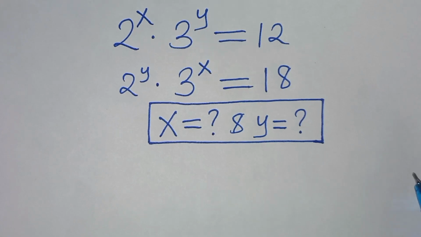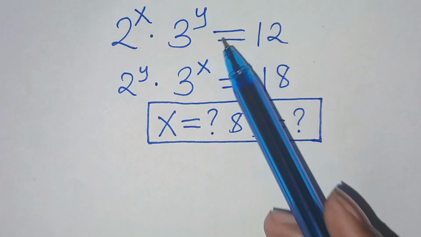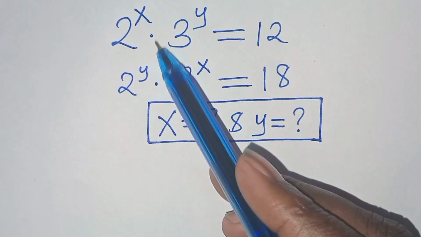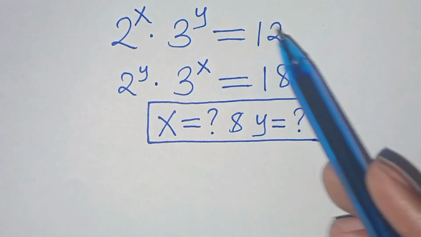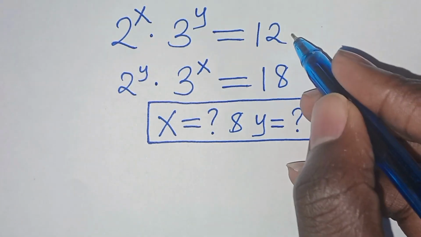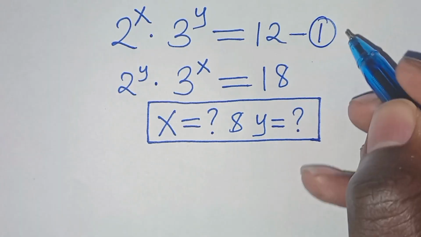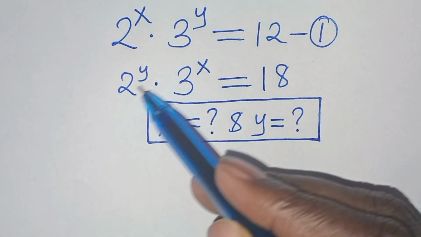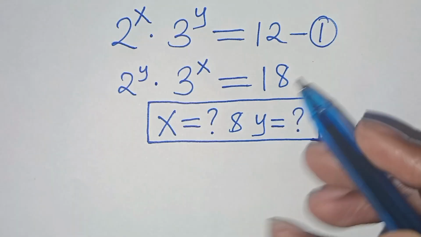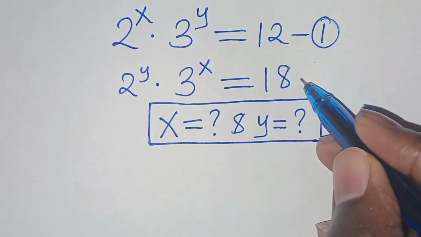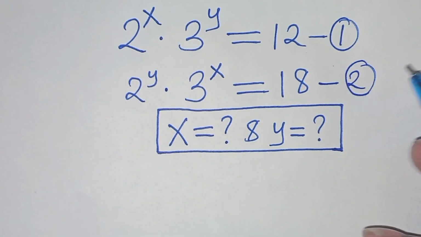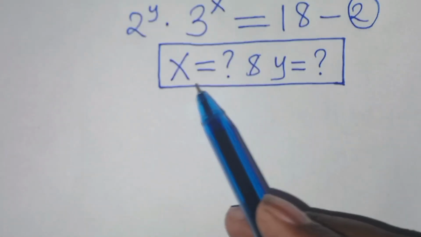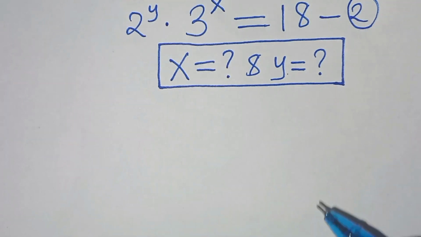Everyone, you're welcome to solve this nice math problem, which is 2 to power x multiplied by 3 to power y. This is equal to 12. Let's call this equation 1. And then we have 2 to power y times 3 to power x. This is equal to 18. Let's call this equation 2. What is the value of x and what is the value of y?